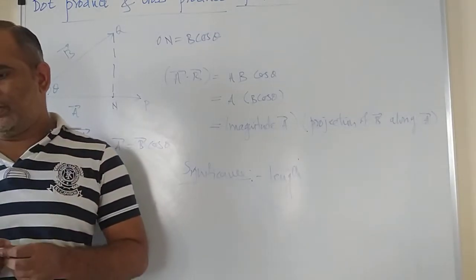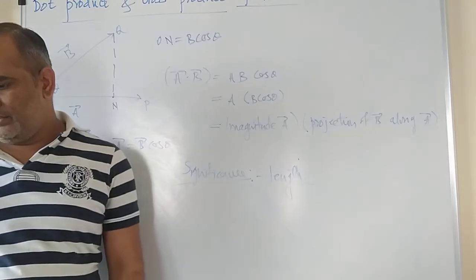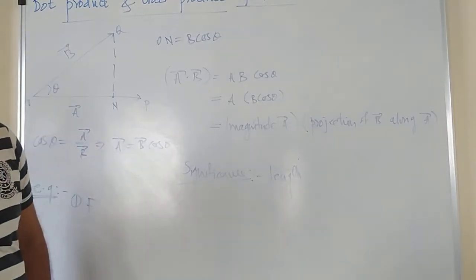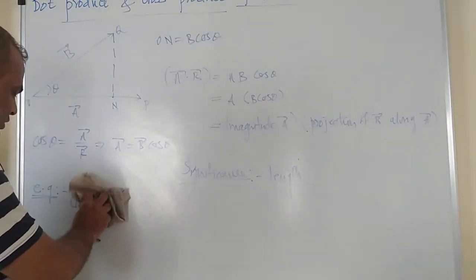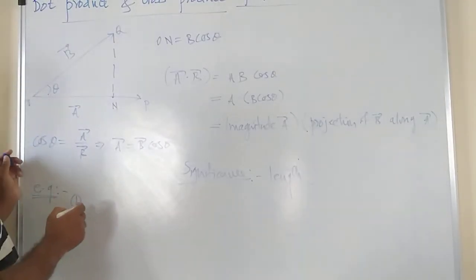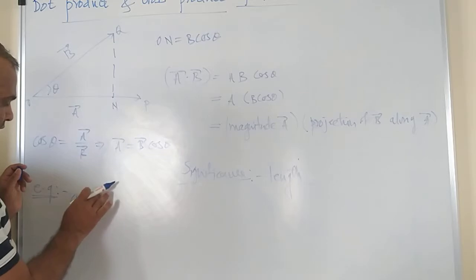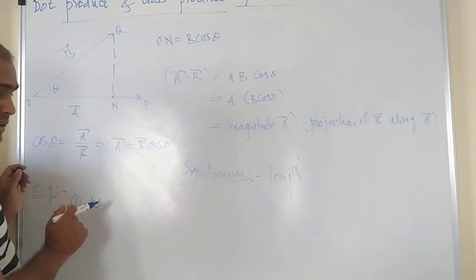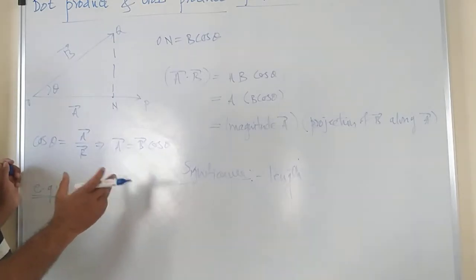No, force is a vector quantity, na? We should get the result as a scalar. So force is a vector quantity. We can't take the force work done. So work done, or work, not work done. Work done is a vector quantity.